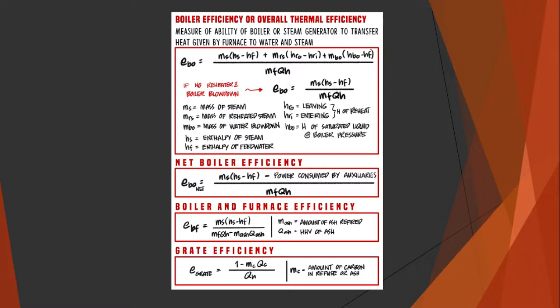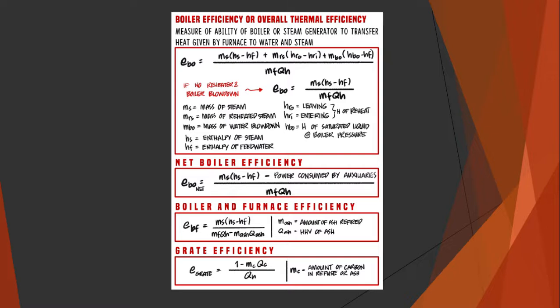net boiler efficiency. Para daw makuha, so the mass of steam sa ating entropy of steam minus entropy ng ating feed water minus sa power consumed by the auxiliaries all over the fuel mass flow sabay times sa ating higher heating value.